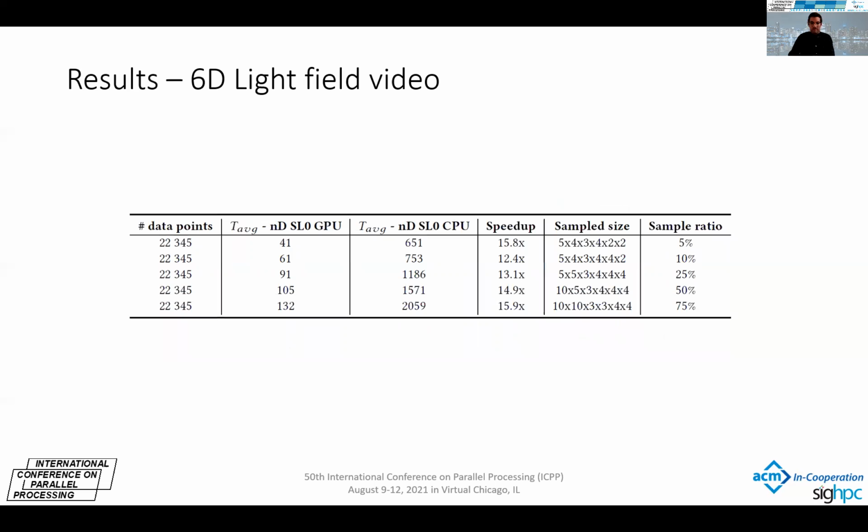In the third and final evaluation, we test the algorithm for light field videos with different sampling ratios. We increase the sampling ratio over 4 frames for reconstruction. The speed up is an order of magnitude larger for the GPU implementation over all sampling ratios.